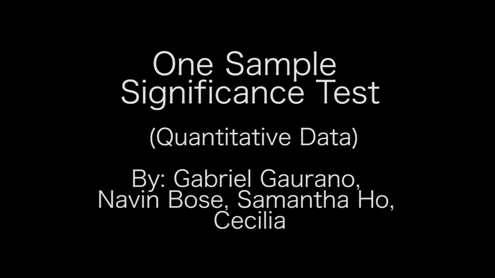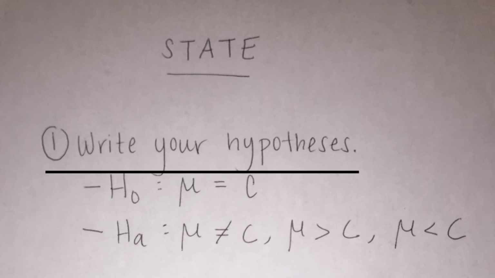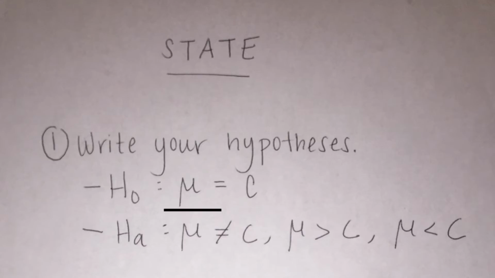This is the one sample significance test for quantitative data video project for stats. First, make sure you state. This is where you write your hypothesis. Use a population mean symbol mu.